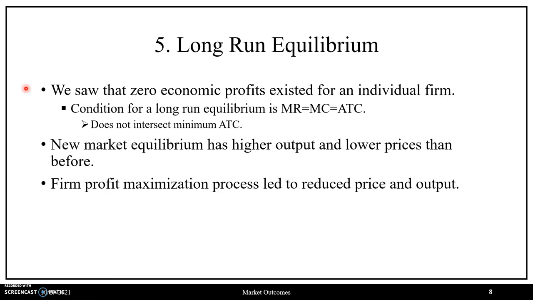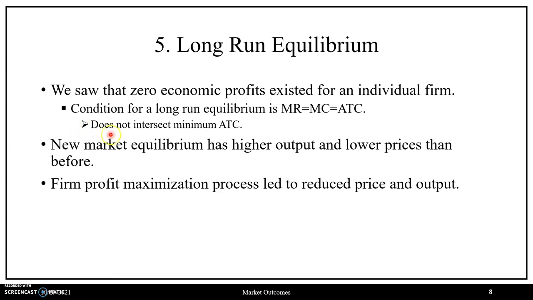They faced a new demand curve that intersected their average total cost curve, such that the condition for this long run equilibrium is when marginal revenue is equal to marginal cost is equal to average total cost. The thing to observe, though, is that this intersection did not occur at the minimum value of average total cost.